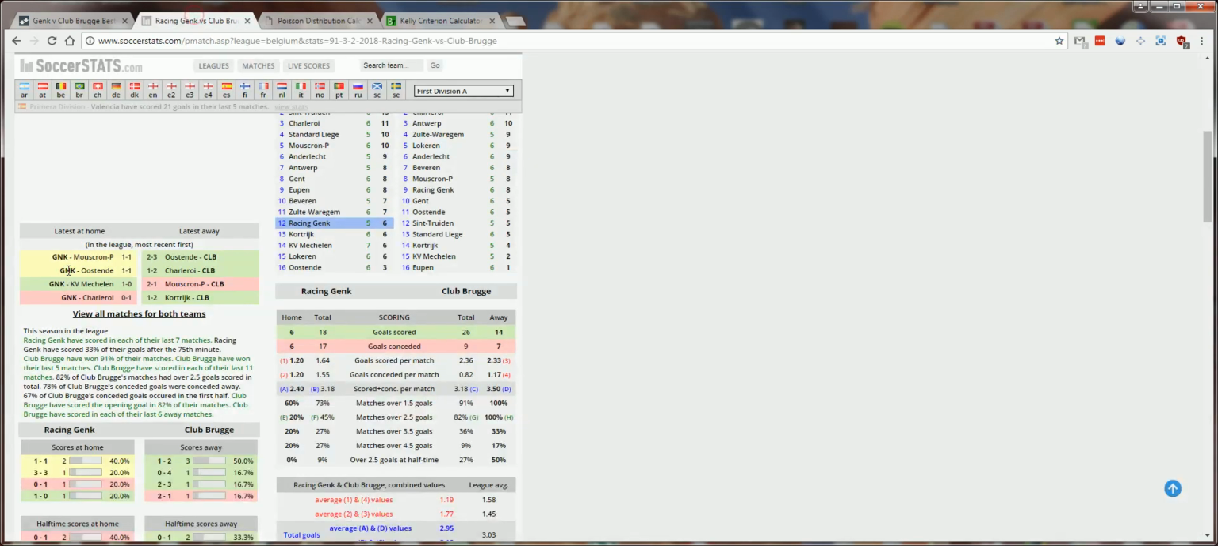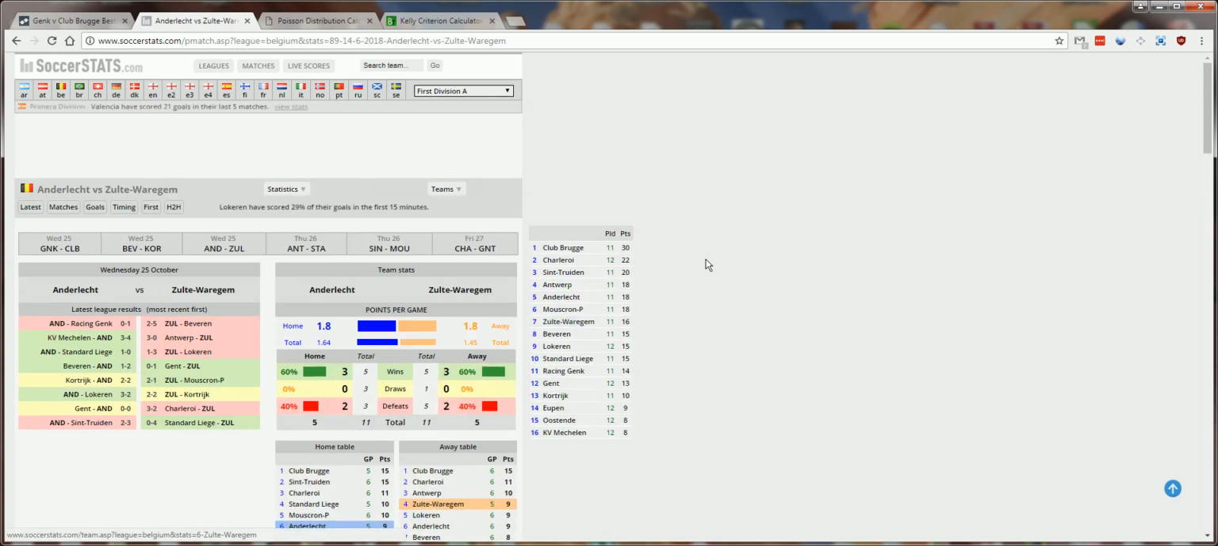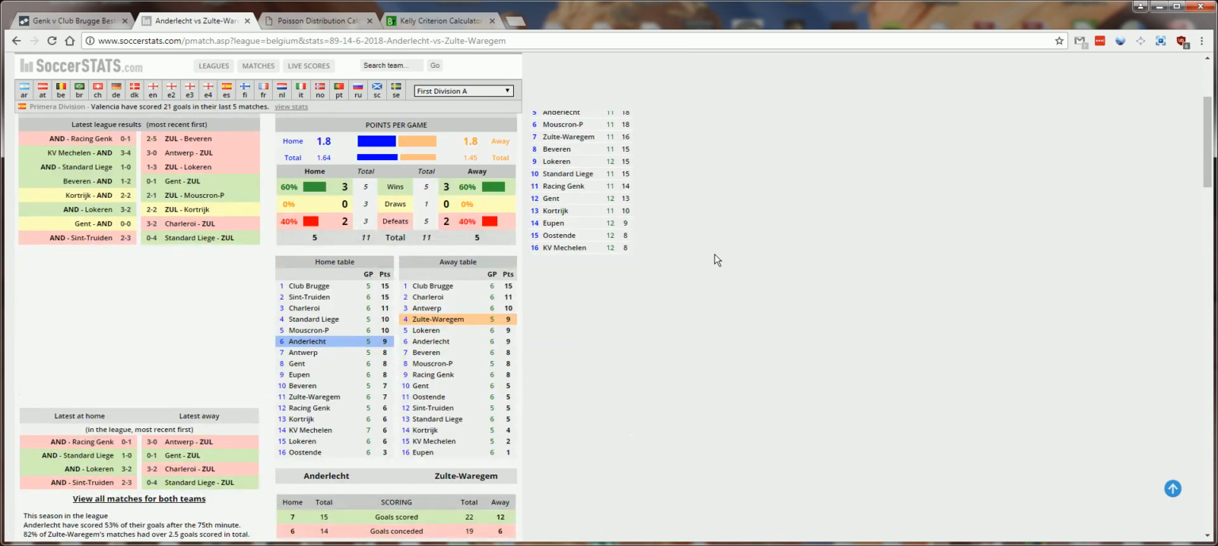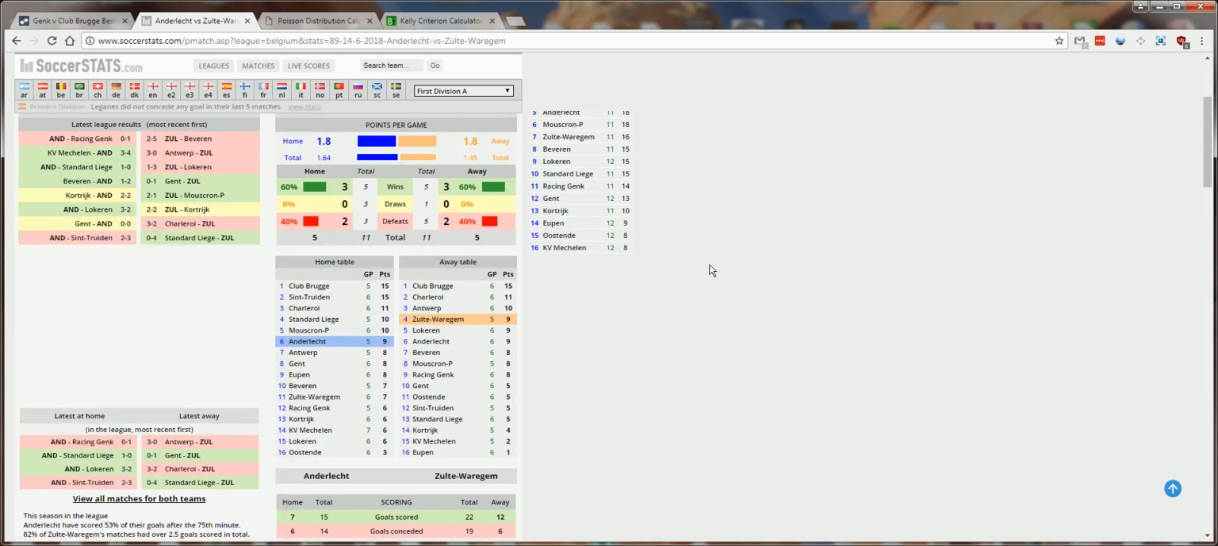So let's go to the other one, because I'm getting a bit bored doing this now. I'll be totally honest. Let's go to the Anderlecht Zulte Waregem. I'm just rambling. I need whiskey. I need something.